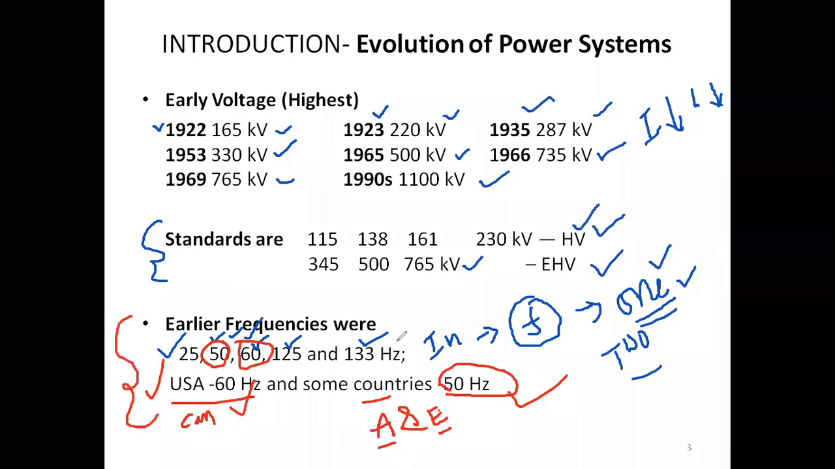Earlier we had 5 frequencies, and at last we were using 60 Hz and 50 Hz. At present in India we are using 50 Hz, 230 volts, and in the US it is 60 Hz, 110 volts. Low voltage, high frequency; high voltage, low frequency. So these were the voltage standards and standard frequencies.